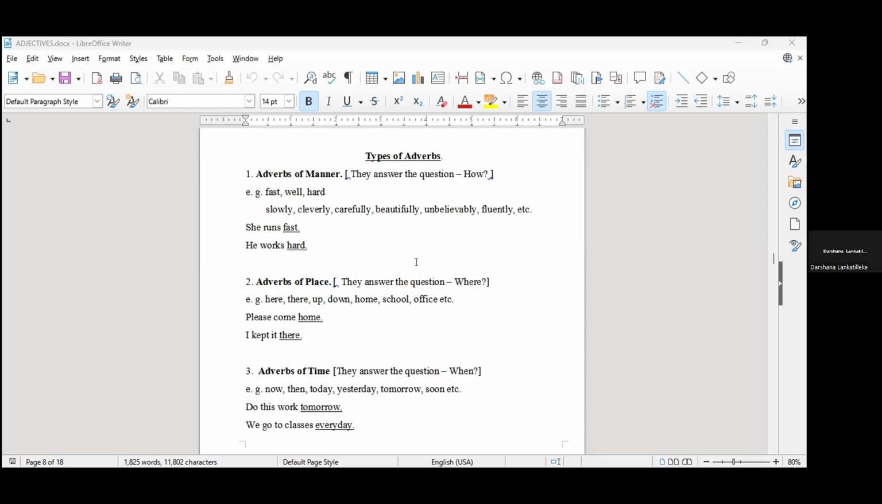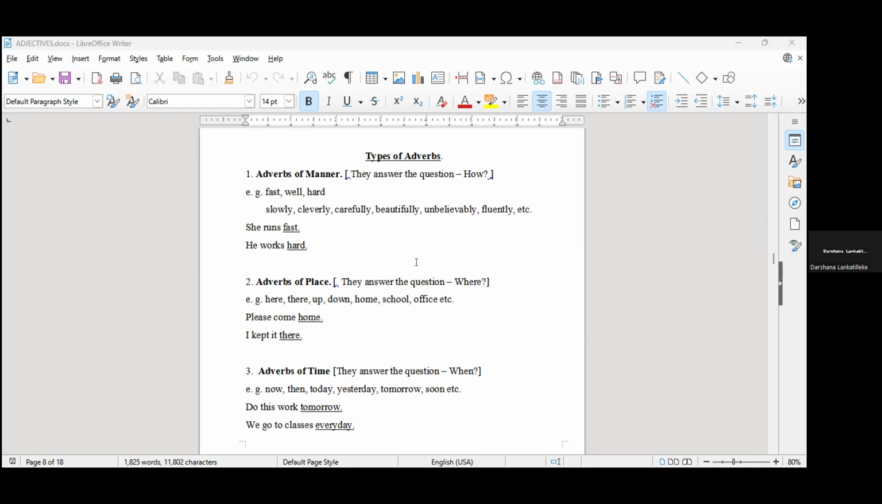So look at the two examples given. She runs fast. She runs how? Fast. He works hard. How does he work? He works hard, right? The word hard describes the verb here.